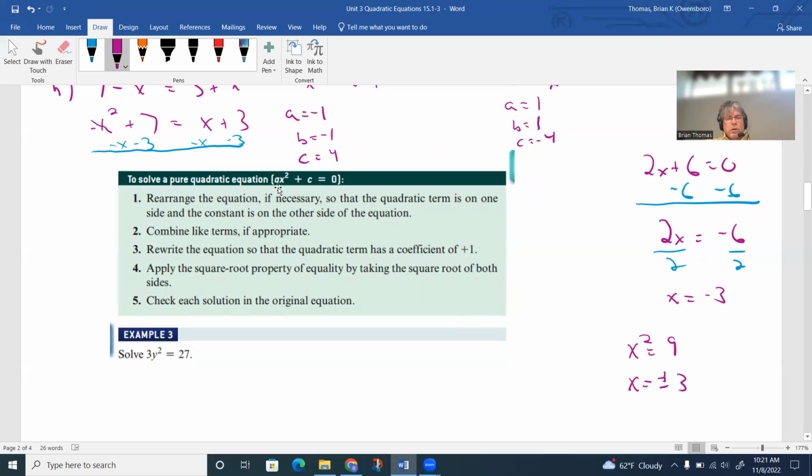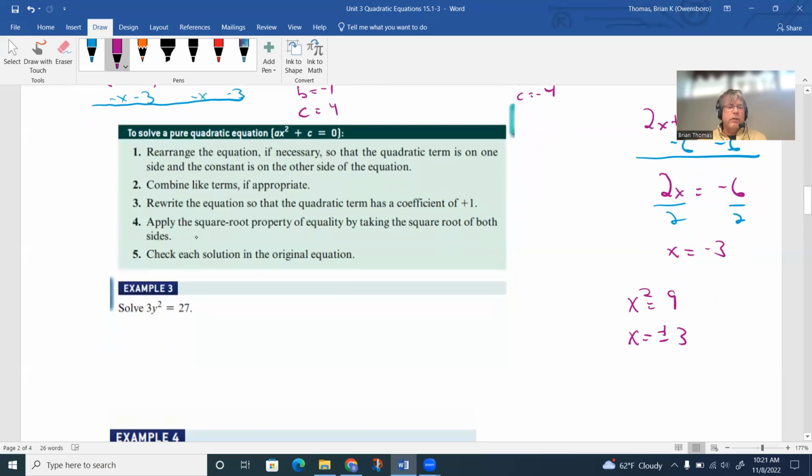Remember, a pure quadratic equation has the quadratic term and the constant present. What's missing is the linear term. One of the things it says is to rearrange the equation if necessary, so that the quadratic term is on one side of the equation and the constant is on the other side. So let's look at this first example.